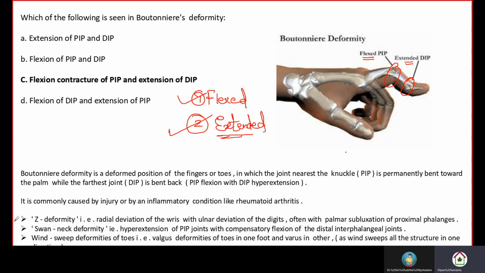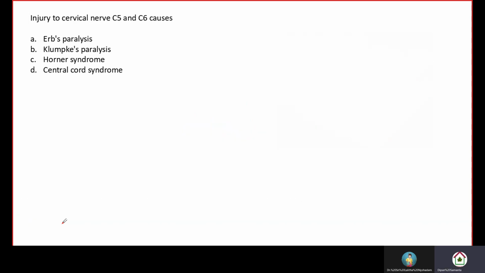Other deformities like jet deformity, swan neck deformity are all there. Jet deformity, swan neck deformity, windswept deformities.